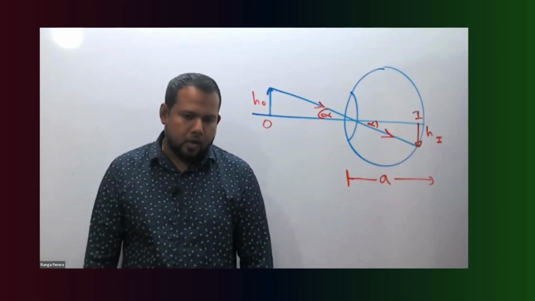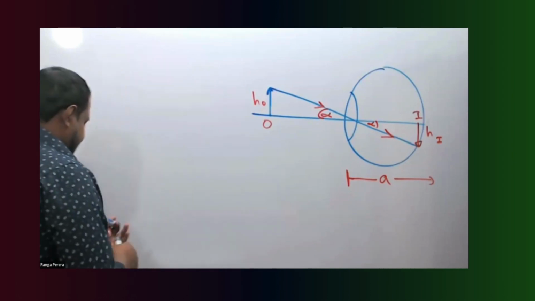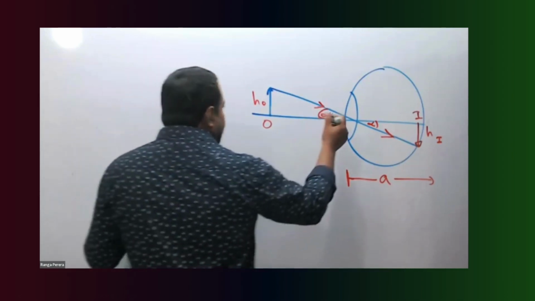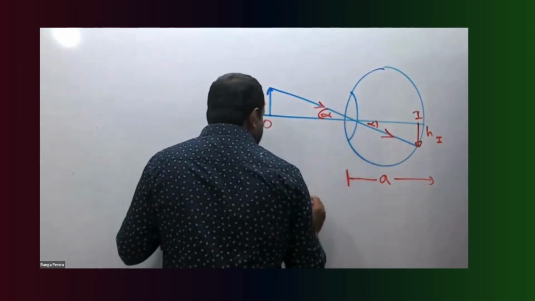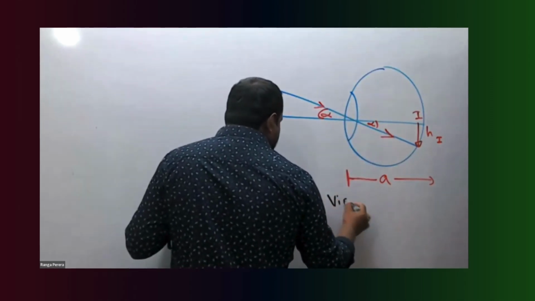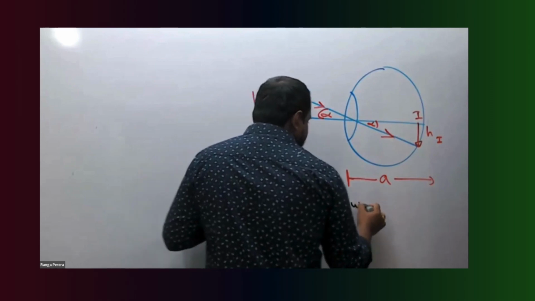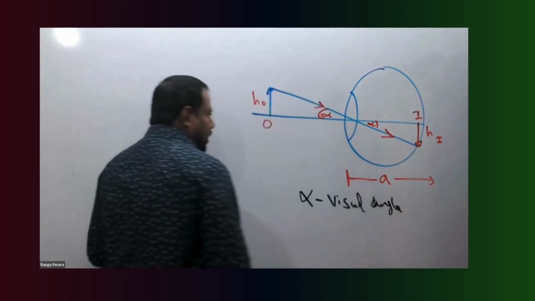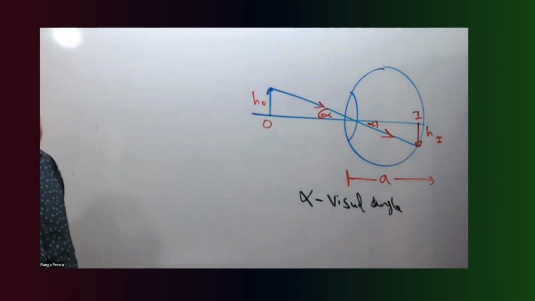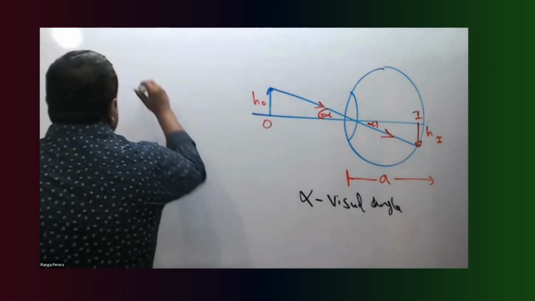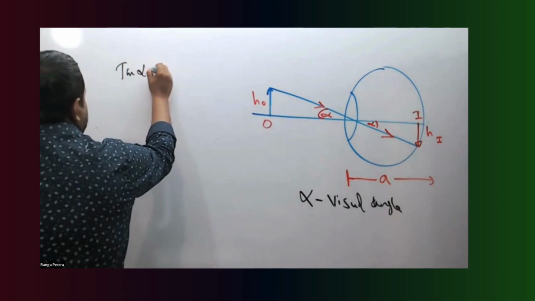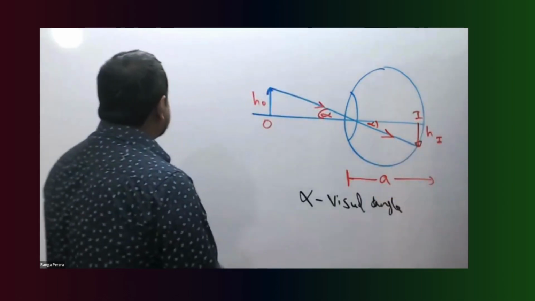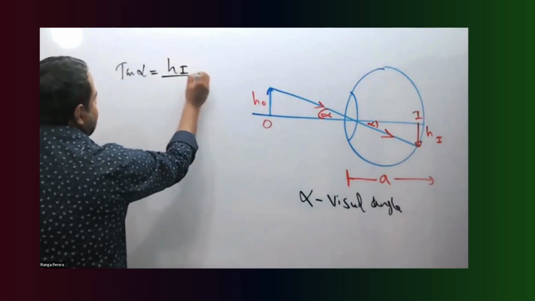Done. Right. Okay. Look at here. If you take alpha, that is called the visual angle. Tan alpha is equal to HI over A.